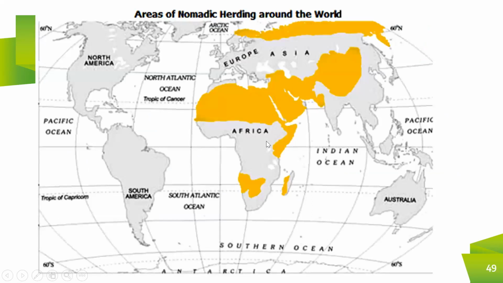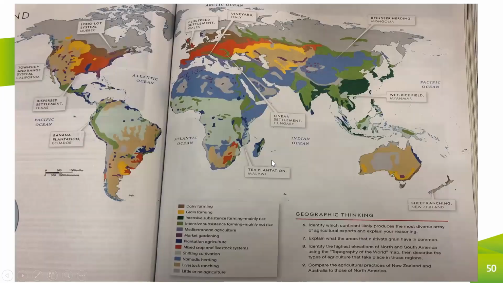So this map, you'll see areas of nomadic herding around the world. And to finish up 5.1 here, you'll see agricultural regions around the world. Keep in mind the climate zones and what exactly is being practiced. It's a good map to look at, pause, and think about for a little.